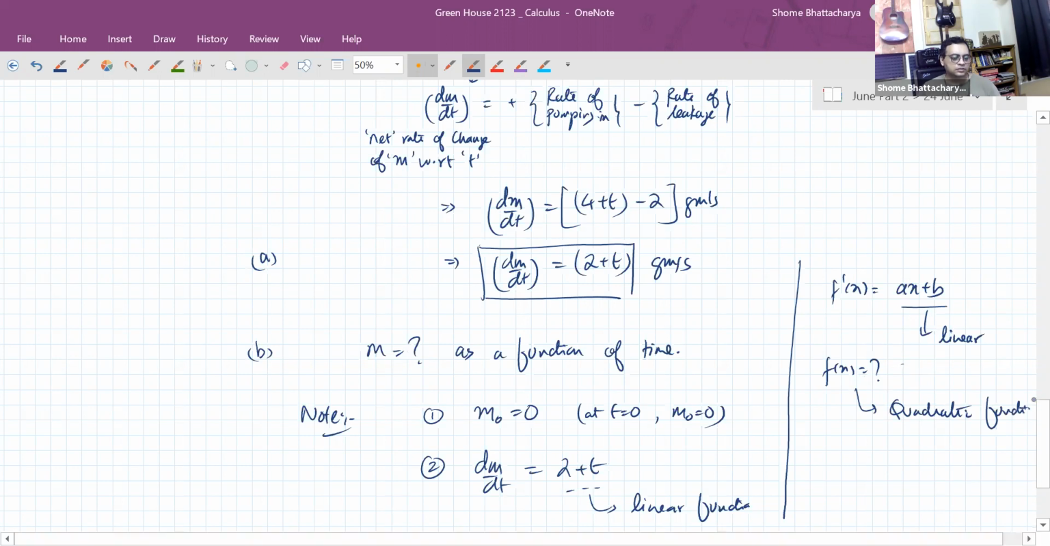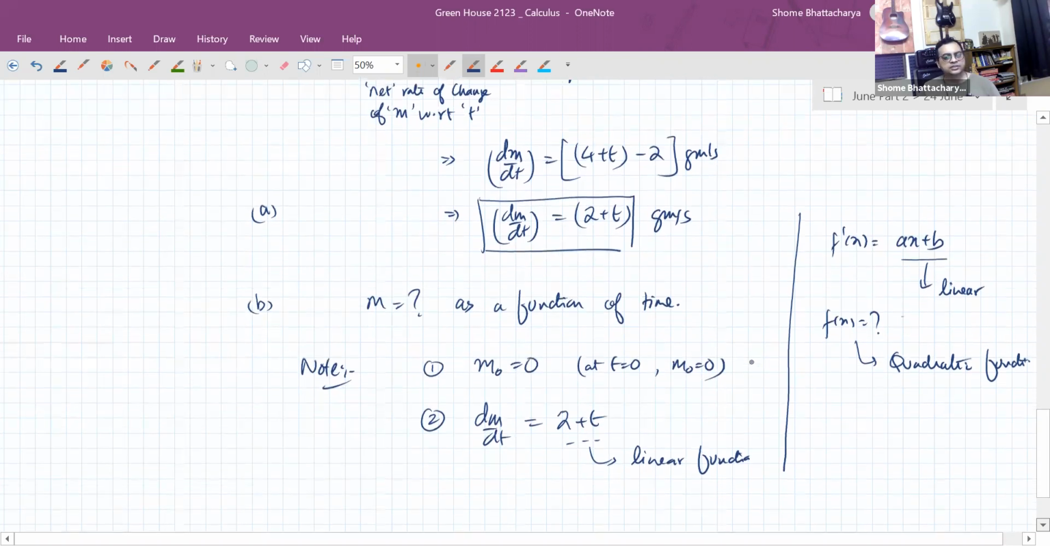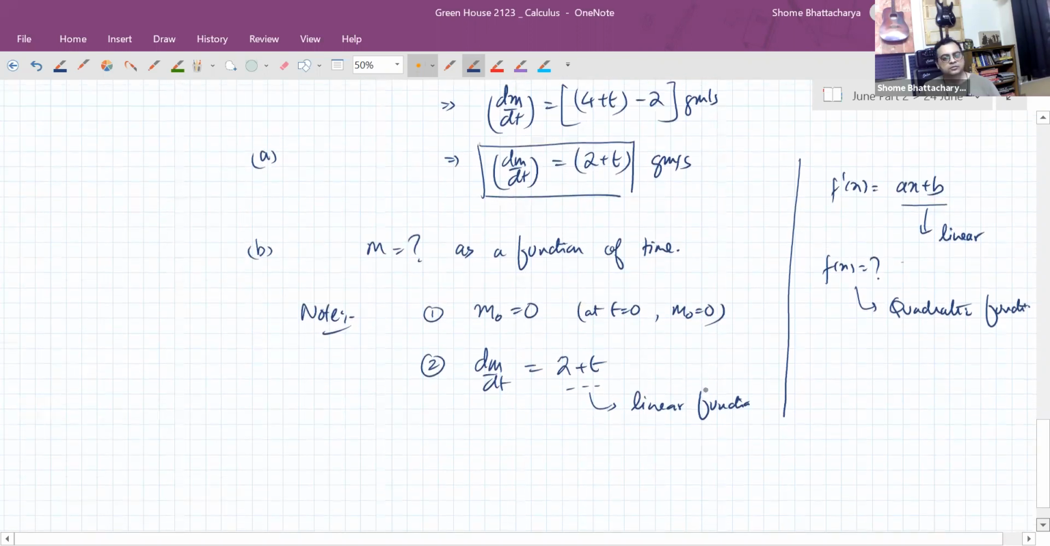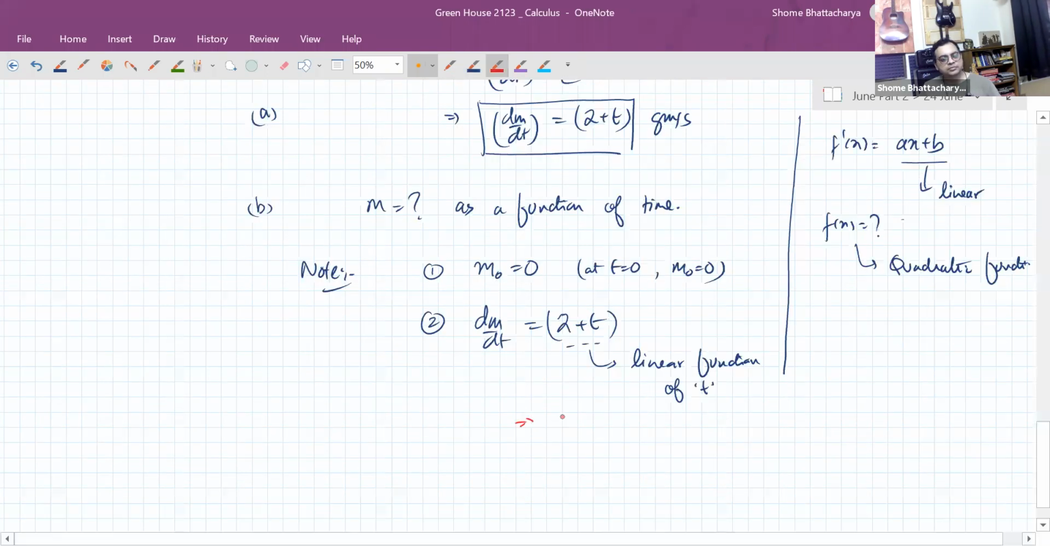Okay, this point is clear. Yes, sir. So if we differentiate a quadratic function, we get a linear function. So since here dm by dt is a linear function of time, where the variable is time, that tells us that m must be a quadratic function of time.